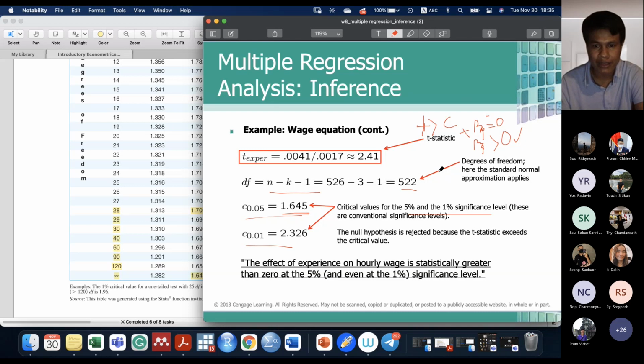All right. So you see, the conclusion here is what? The effect of experience on hourly wage is statistically greater than 0 at 5% and even at the 1% significance level. This is the standard interpretation.